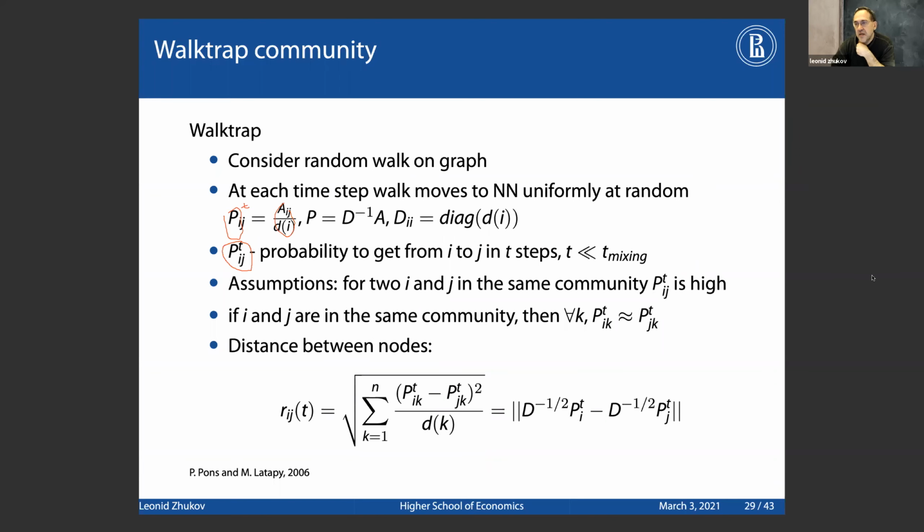And so the theoretical assumption for this algorithm is that if 2 nodes belong to the same community, the probability to get from node i to node j in some number of steps is high, right? And then remember that there's this mutuality. So if you can get from one node to another, you can, of course, get back. And so you can define distance between nodes through these probabilities.